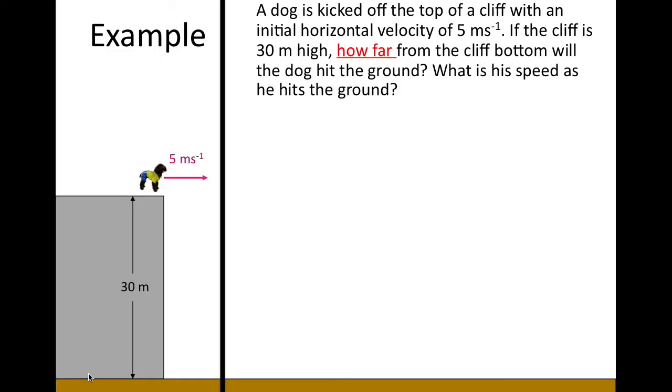Here is an example. A dog is kicked off the top of a cliff with an initial horizontal velocity of 5 meters per second. If the cliff is 30 meters high, how far from the cliff bottom will the dog hit the ground? What is his speed as he hits the ground? So this is going to take a little bit more work, so let's go ahead and begin. So first, obviously, draw a diagram, which I have already put over here on the left-hand side.